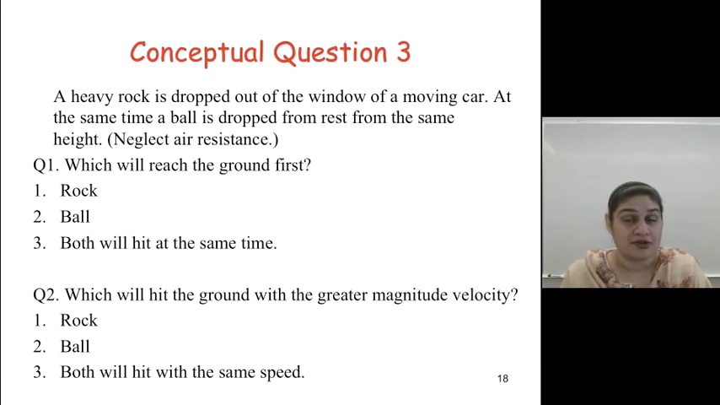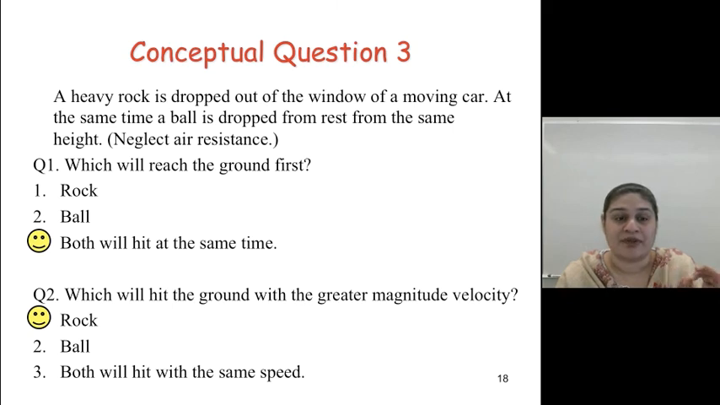Again, there are two different questions. One is talking about the time, and the other is talking about the speed of both of them, right? A rock is heavy, and the ball is light. They're both dropped from rest from the same height. The answer is they will both hit the ground at the same time. However, the magnitude of the velocity will be greater for the rock because it's heavier.